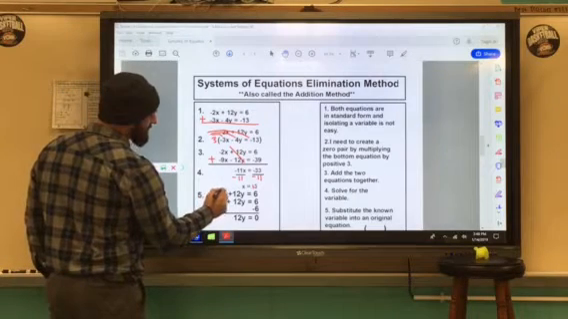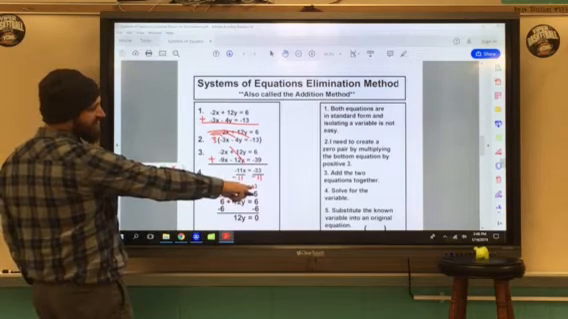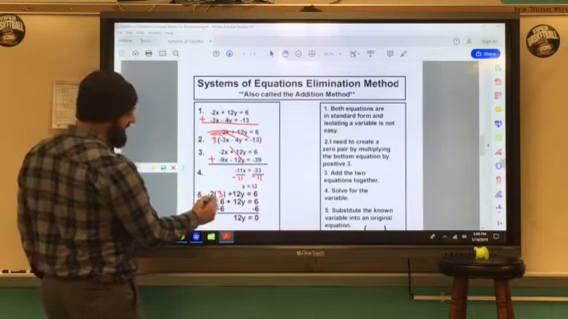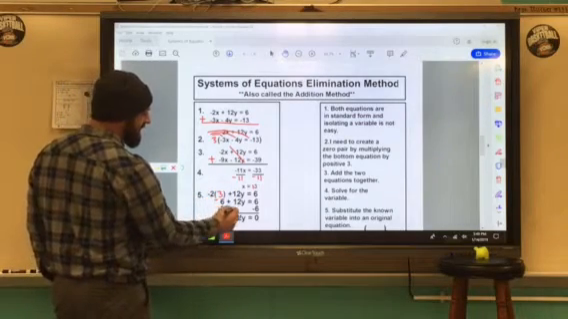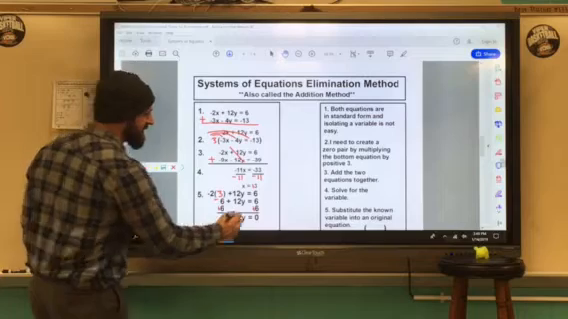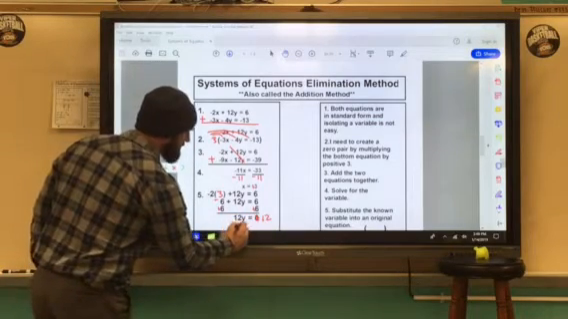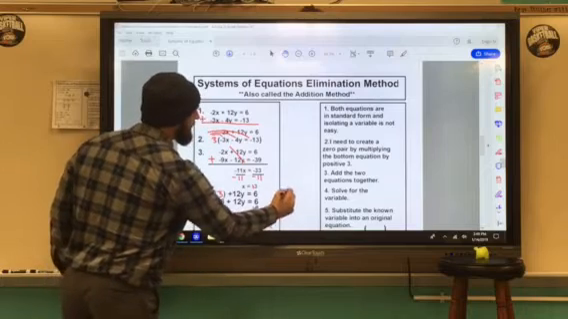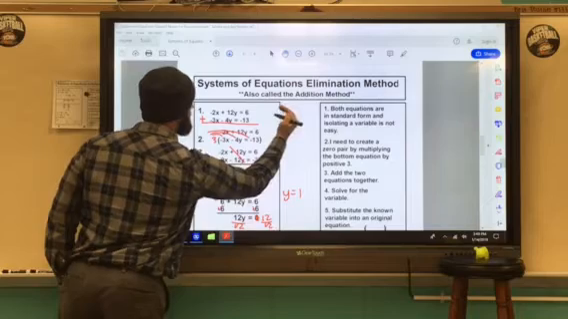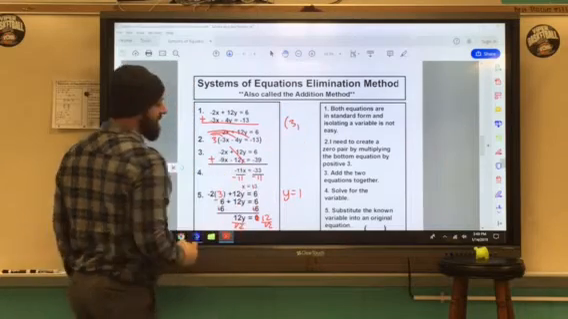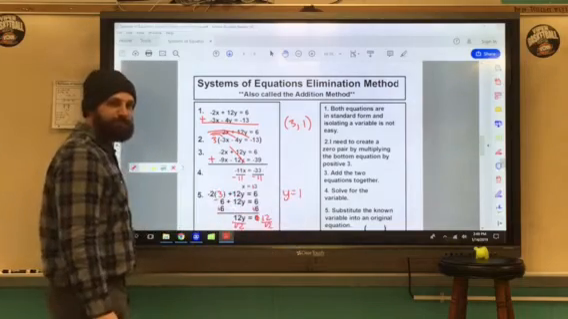Next, I'm going to place x equals 3 back into my equation. I get negative 6 plus 12y equals 6. Add 6 to both sides. 12y equals 12. And then divide both sides by 12. And I get y equals 1. So x equals 3, y equals 1.